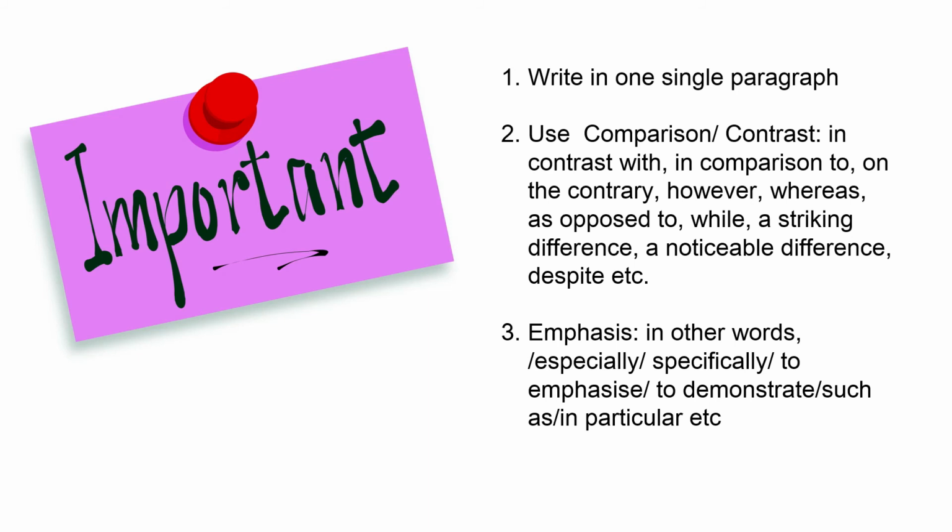Second, and very important, we need to use comparison and contrast words. I already showed you the highlighted words. Here I am again specifying that these words need to be there in your paragraph. Obviously not all, but at least 5 to 6, like in comparison to, on the contrary, however, whereas, as opposed to, a striking difference. When you are emphasizing, you have to write words like especially, specifically, to emphasize, to demonstrate, such as, and similar words like this.